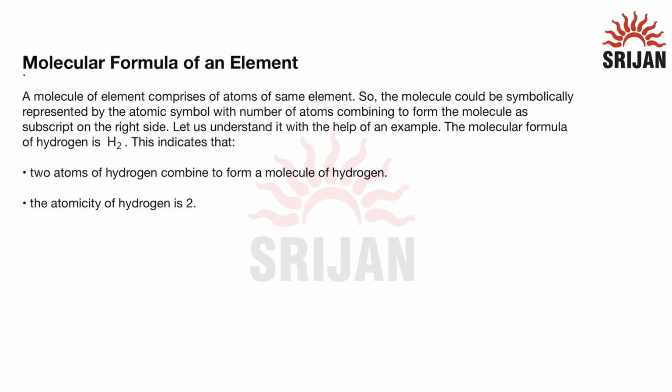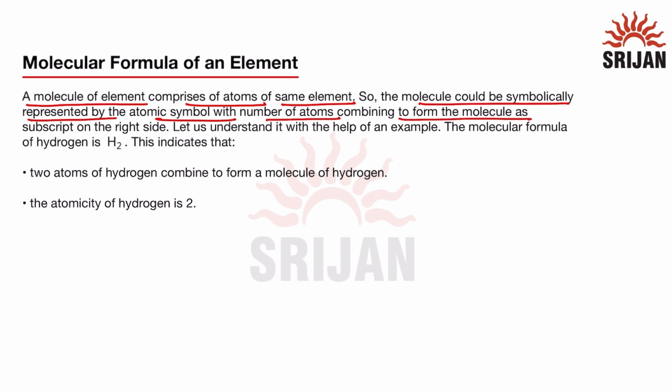Now let us read about the molecular formula of an element. A molecule of an element comprises atoms of the same element. So the molecule can be symbolically represented by the atomic symbol with the number of atoms combining to form the molecule as a subscript on the right side. Let us understand it with the help of an example.